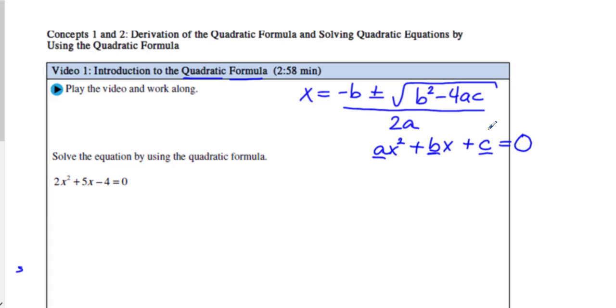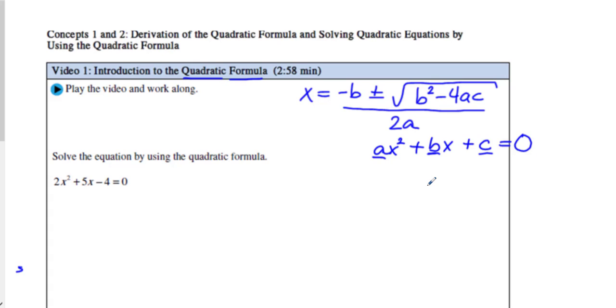Now, this formula looks like it's really hard to remember because there's a lot going on in it. So I have a great way for you to remember it. I'm hoping everybody knows the tune to Pop Goes the Weasel. Well, we can sing the quadratic formula to Pop Goes the Weasel.